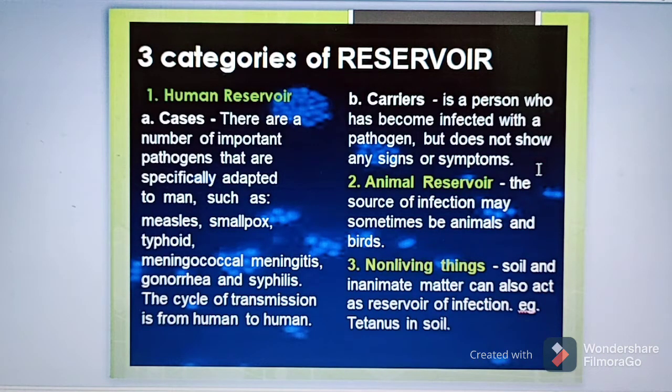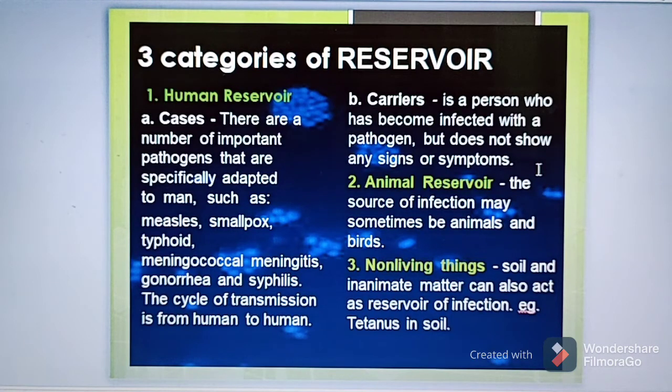So carrier is a person who has become infected with a pathogen but does not show any signs or symptoms. So kibali infected siya tapos pero wala siya nagapakita og sign nga naa siya sakit. Dili ta makaingon nga kani siya nga tawo nga naay sakit pero infected na diay siya.